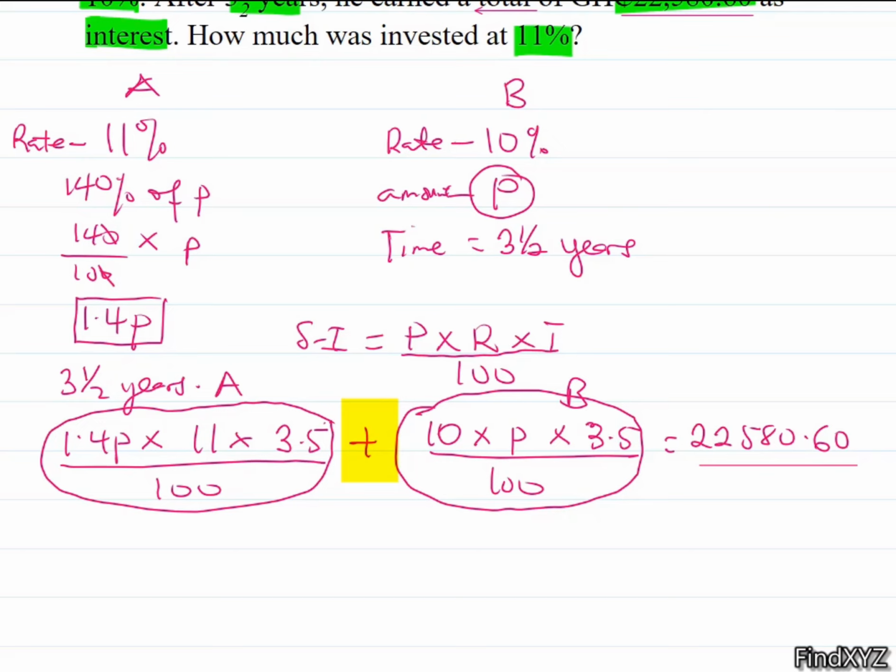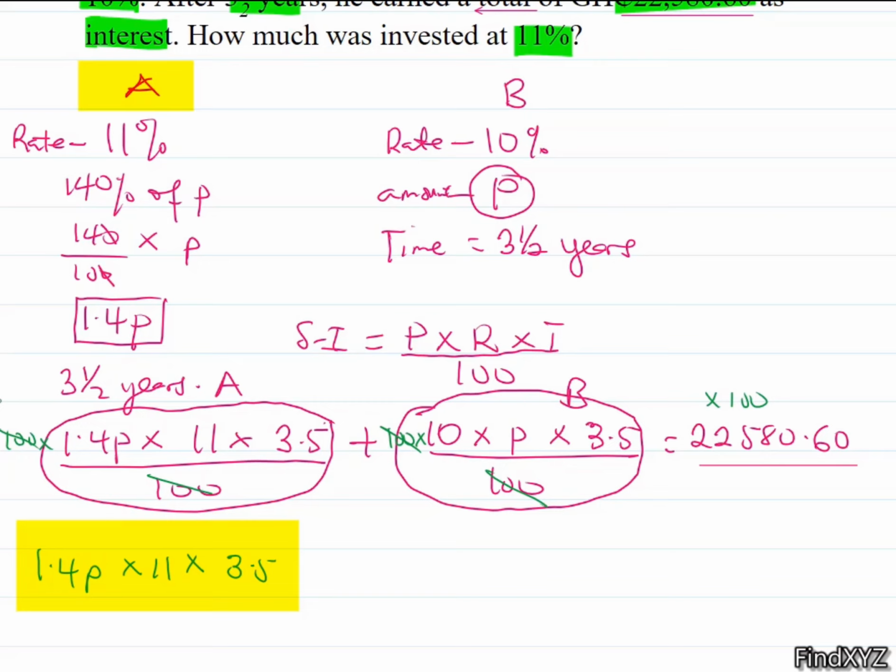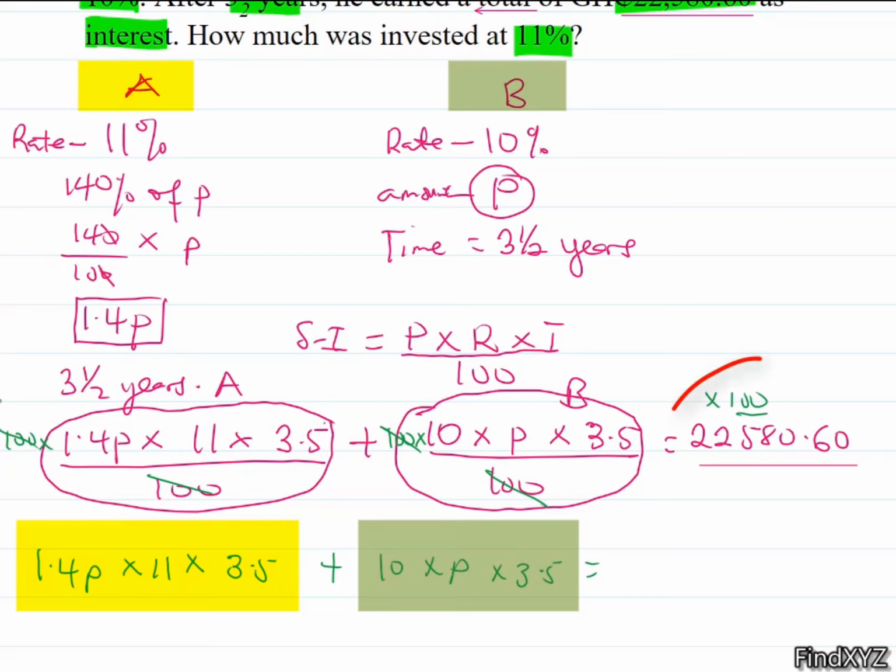So let's simplify this equation. We can multiply this equation by 100 to eliminate the fraction. So 100 on this side, 100 on this side, and then this side also by 100. Then 100 cancels 100, 100 cancels 100. So we have 1.4P times 11 times 3.5 plus 10 times P times 3.5 is equal to 22,580 Ghana Cedis 60 pesewas multiplied by 100. Because this has 2 decimal places, this will give us 2,258,060. There will be no decimal point here because of the 2 zeros.